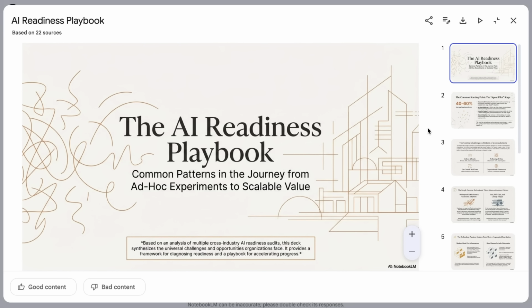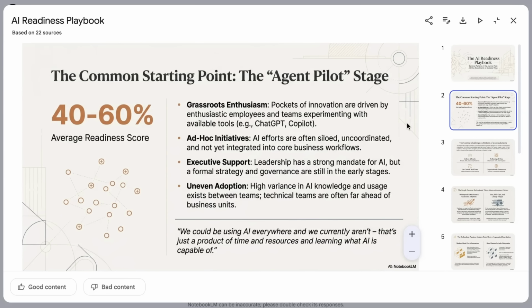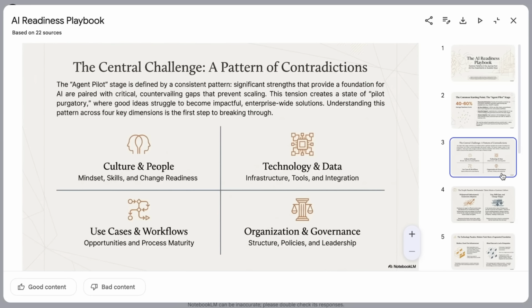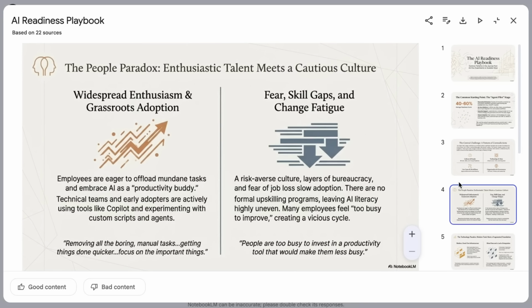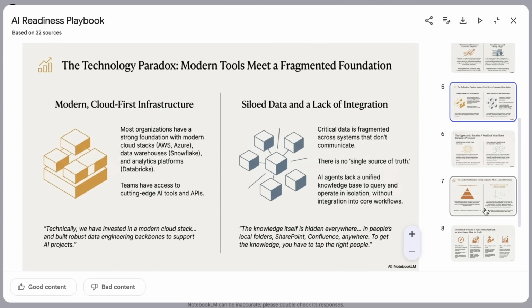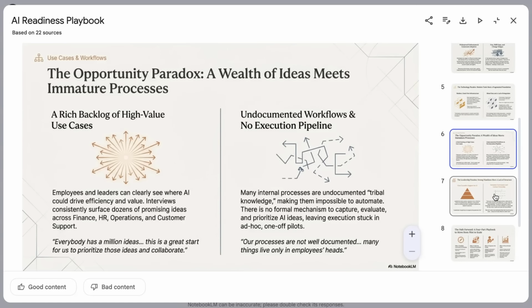And here we have, after about 5 minutes, the AI readiness playbook. It goes through the common starting point, the agent pilot stage, central challenges and the pattern of contradictions: people paradox, technology paradox, opportunity paradox, etc.